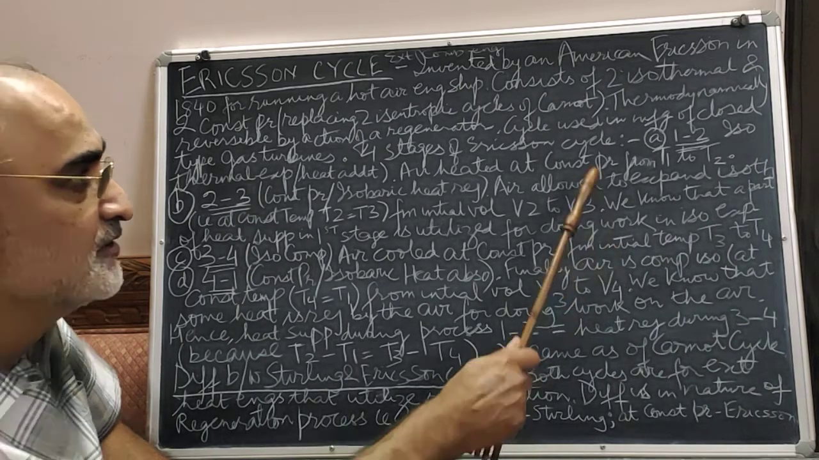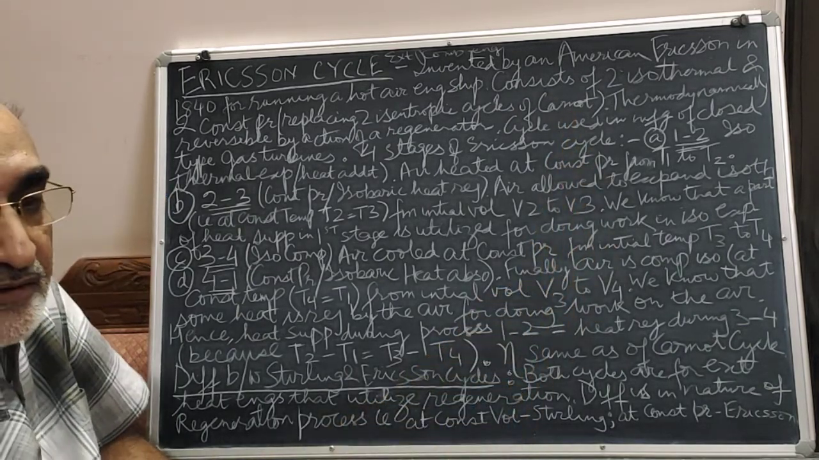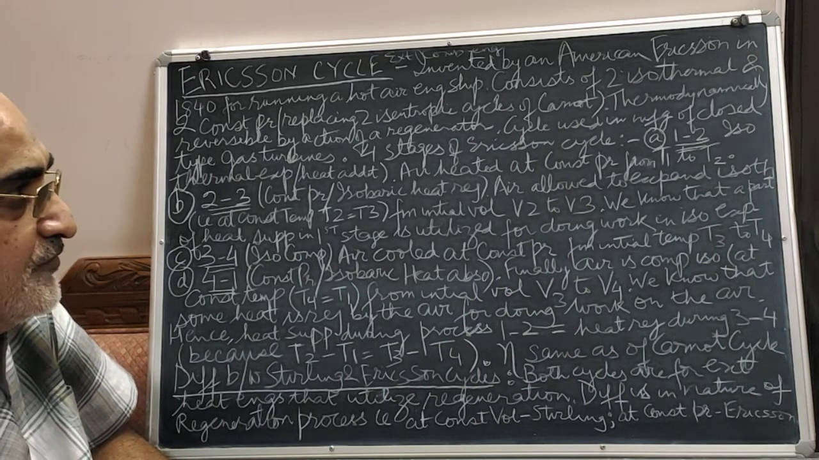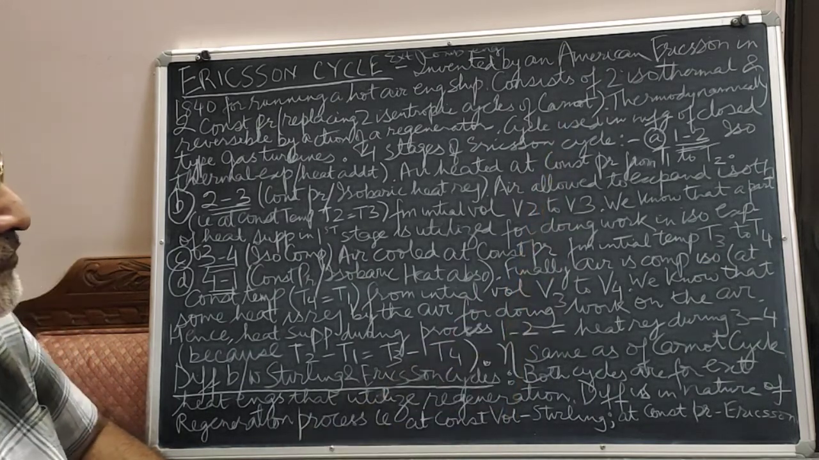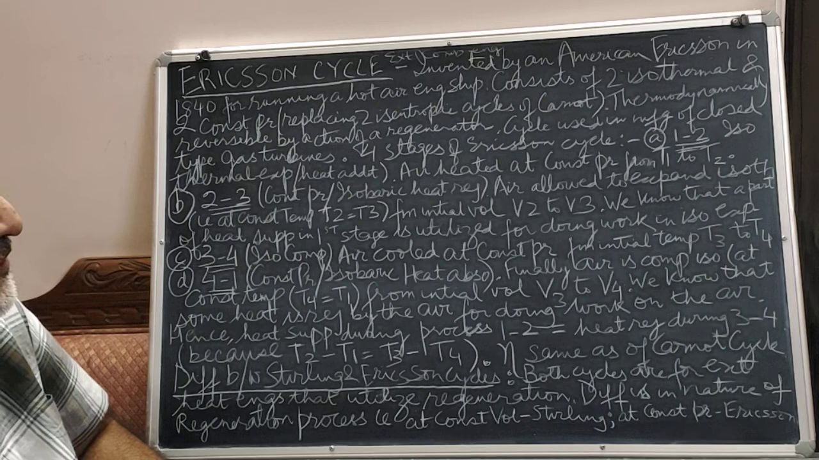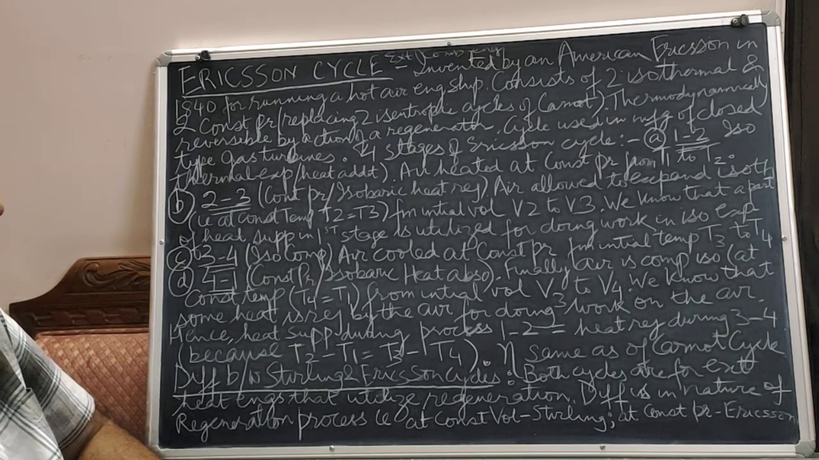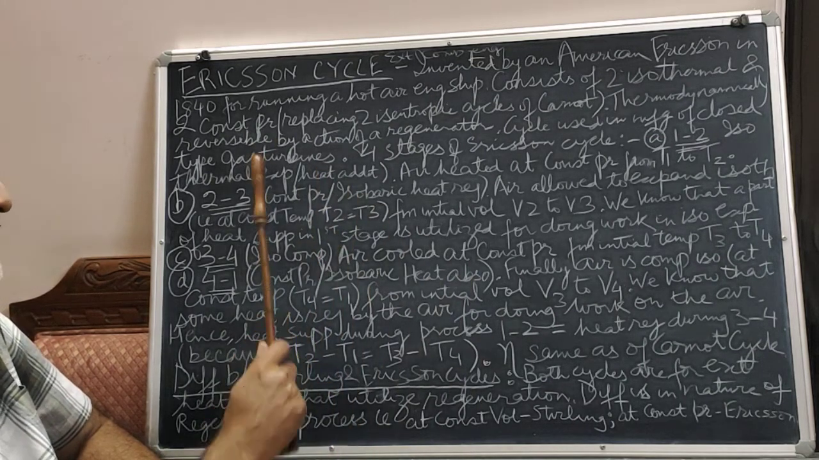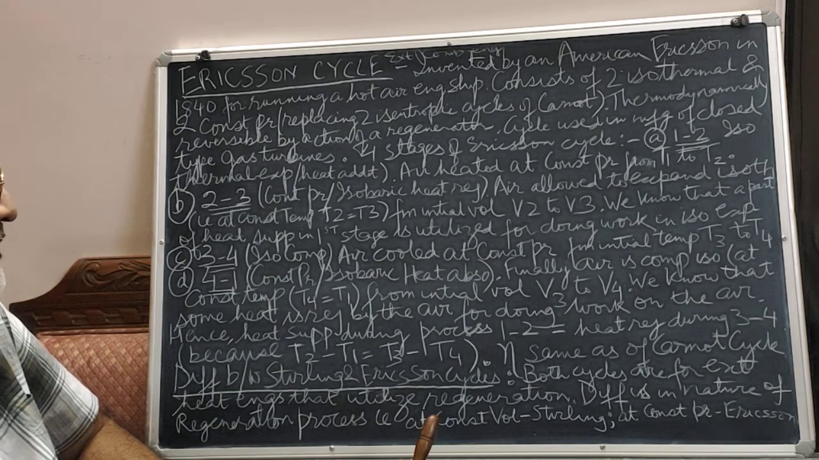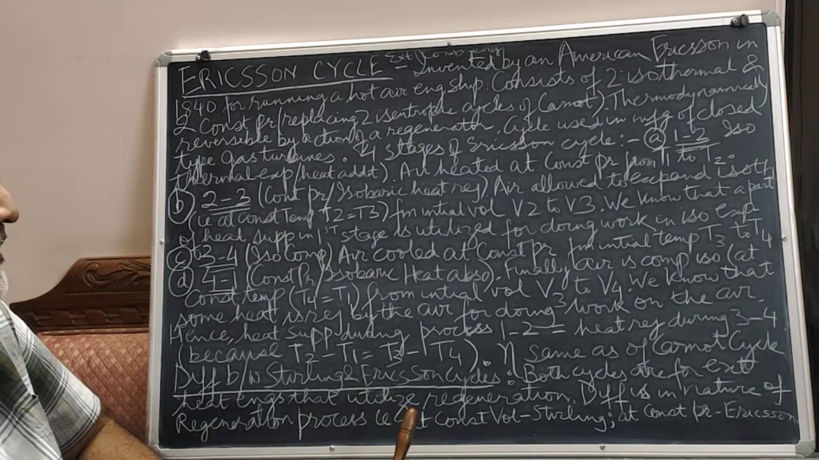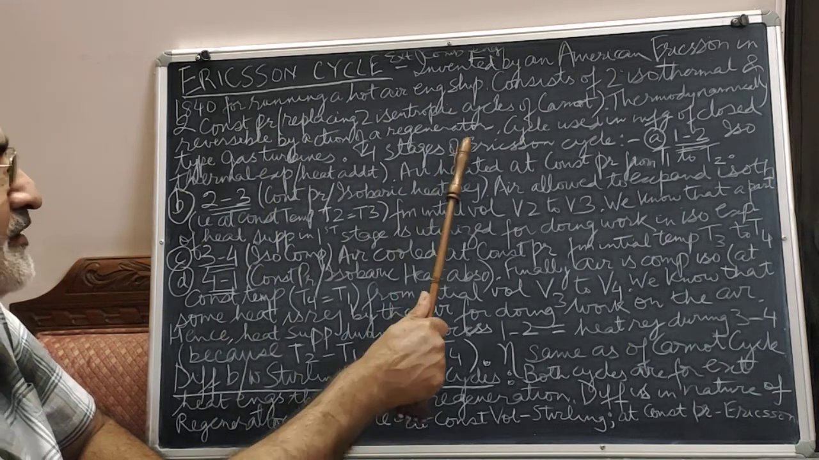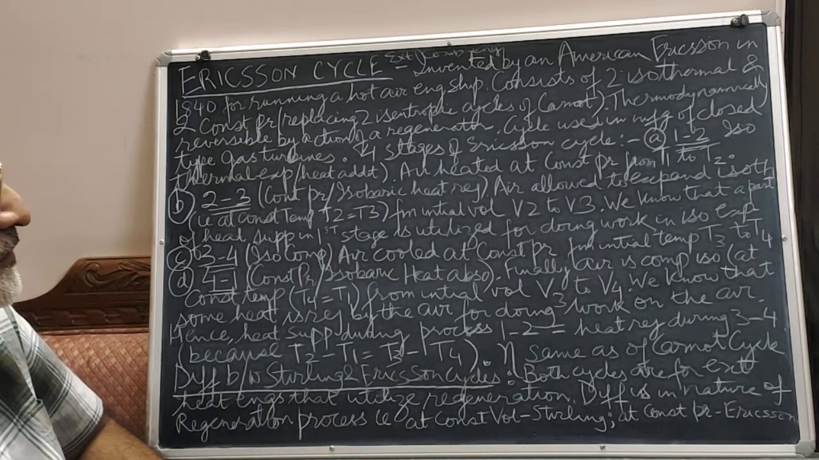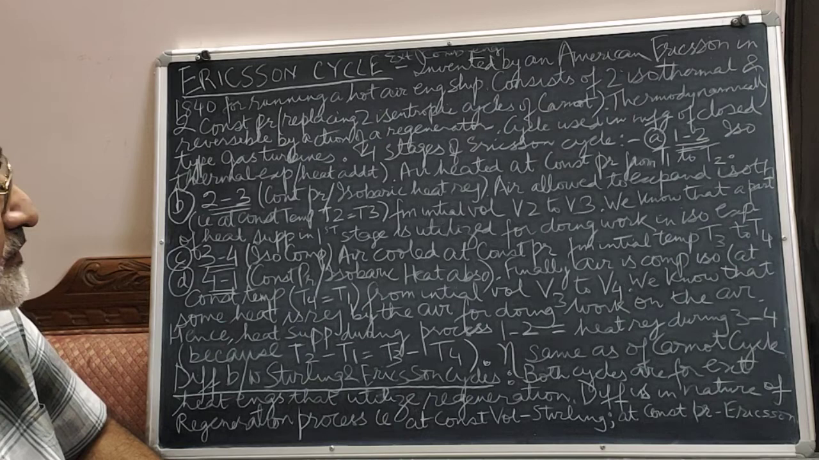We know that the Carnot cycle is almost fully efficient. It is the most efficient cycle. The cycle is thermodynamically reversible by the action of a regenerator. Regenerator we saw in the previous lecture. What is the function of the regenerator? A heat exchanger.